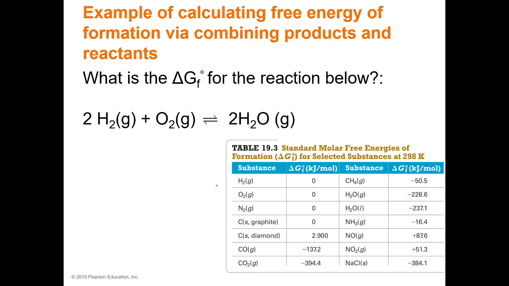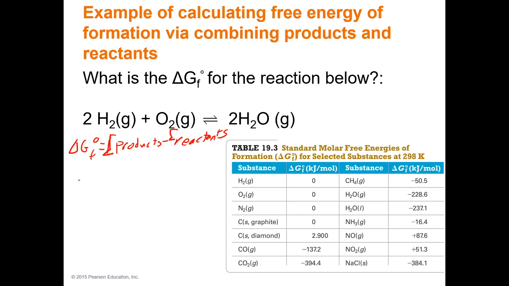So I want to know the change in delta G from the reaction below. 2 H2 plus an O2 goes to 2 water gas. So just like we did with entropy, the problem's going to look incredibly similar. We're going to do products minus reactants, and it's the sum of... I was trying to make a summation symbol. That was a really poorly drawn summation symbol, but you know what I was doing. There's a picture of it on the previous slide.